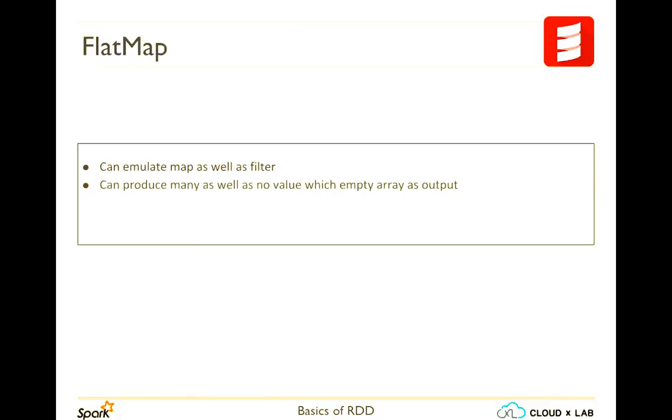All right. So flatMap can emulate filter. It can produce many values as well as no value, which is an empty array. That means it wants to drop those elements. So using flatMap, you can emulate both filter and map. If it gives out a single value, it behaves like map. If it gives out empty, it behaves like filter.